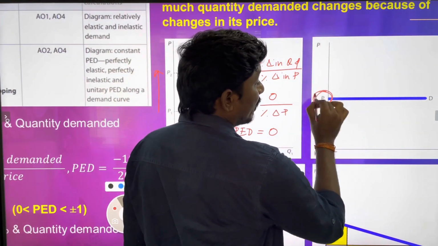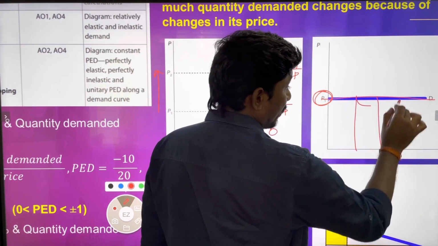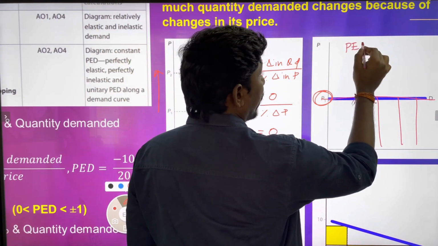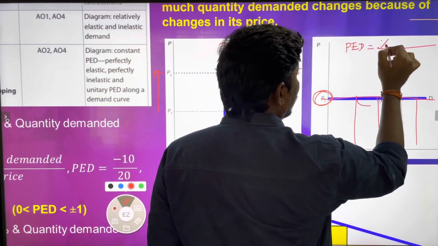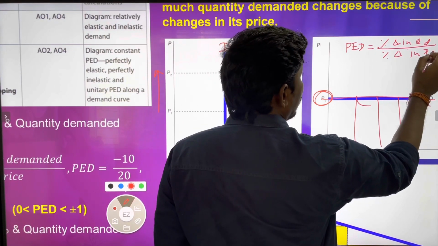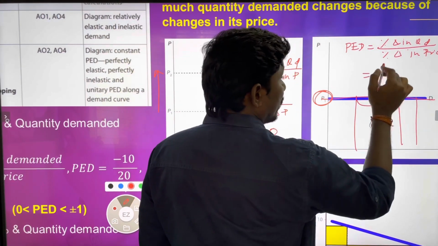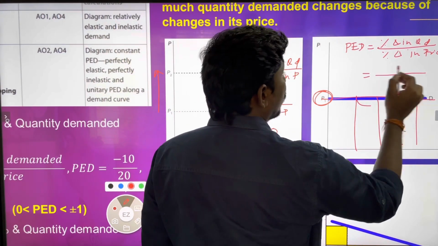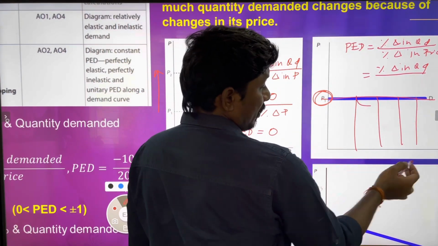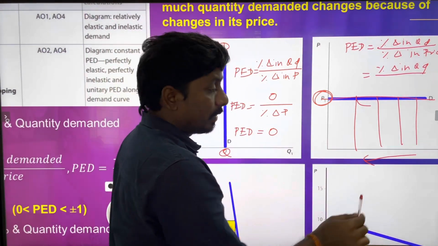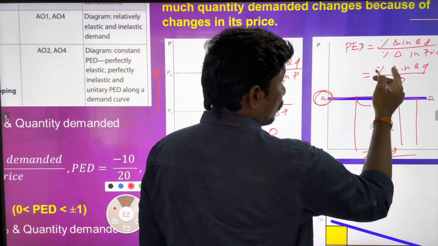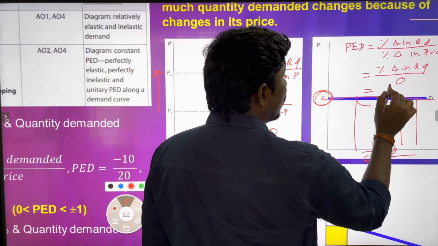So the price level is the same, but the quantity demanded is different. So here PED equals, again you know this basic formula, percentage change in quantity demanded upon percentage change in price. Here the percentage change in quantity demanded may be positive or negative, because if it decreases it will be negative, and if it increases it will be positive. Meanwhile, percentage change in price is 0. So anything divided by 0 will be infinity.